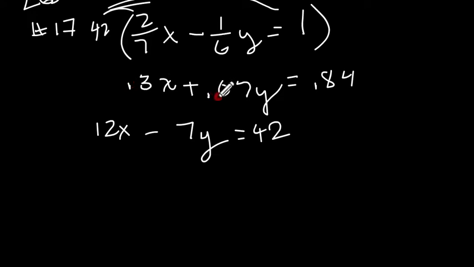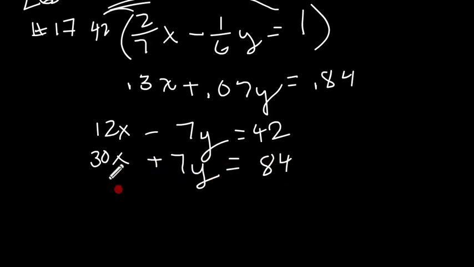Now I'm just going to move the decimal point over. We have to move it over 2 places so that they're all whole numbers. But whatever you do to one, you have to do to all of them. So we are going to end up with 30x. Check this out. It's going to be plus 7y equals 84. Now we have no decimals, no fractions.